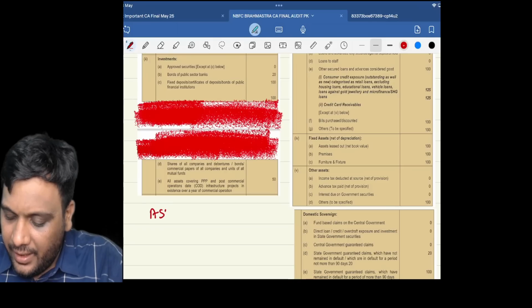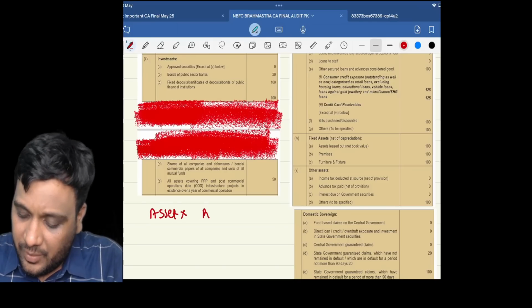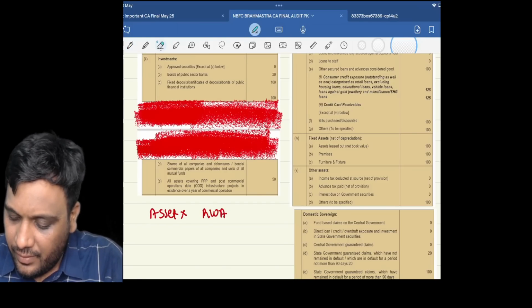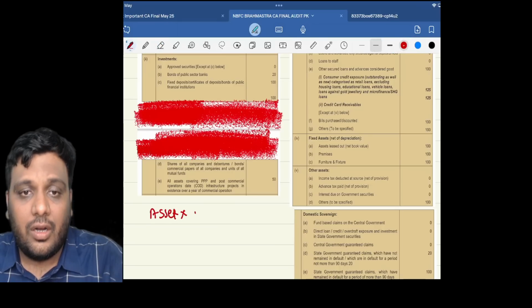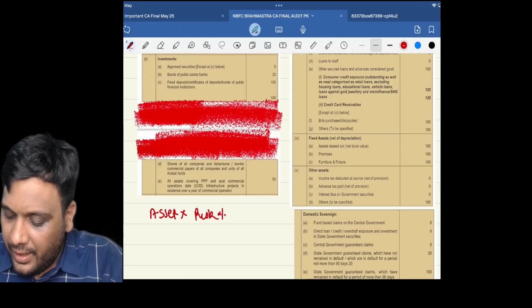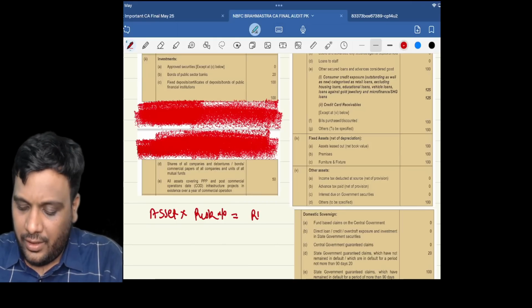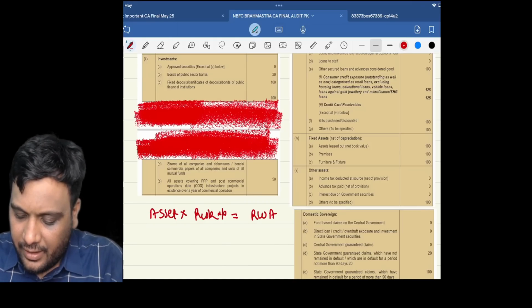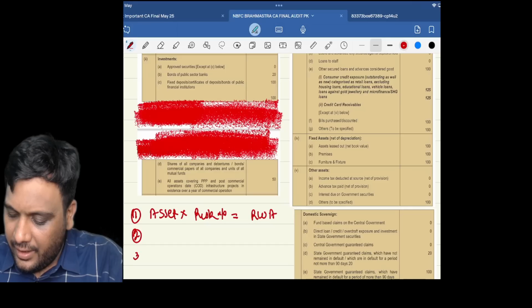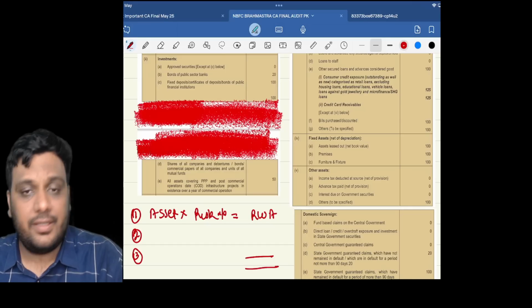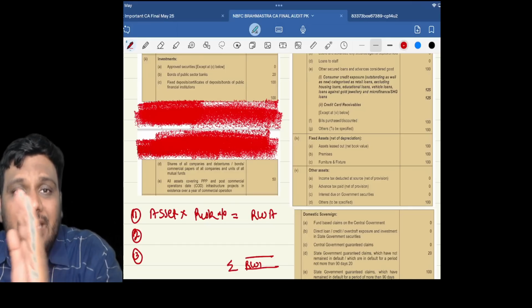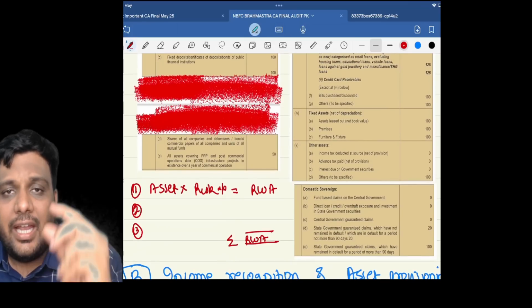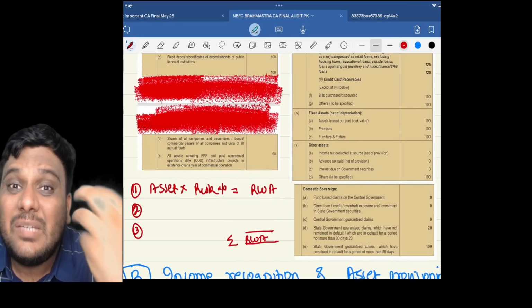Asset multiplied by risk weighted, risk percentage. All right, and you will get risk weighted assets. Okay, so this is for one asset, second asset, third asset, right? Similarly, you will get a summation of risk weighted assets. Okay, so we will finally understand that this is the risk that NBFC is carrying. This is how it is exposed.